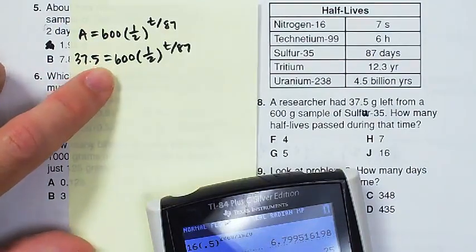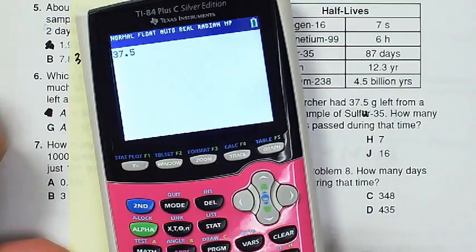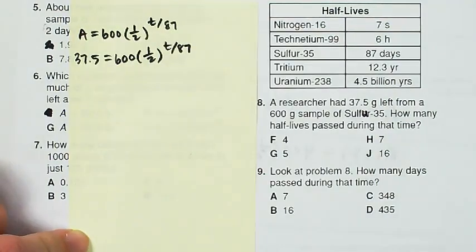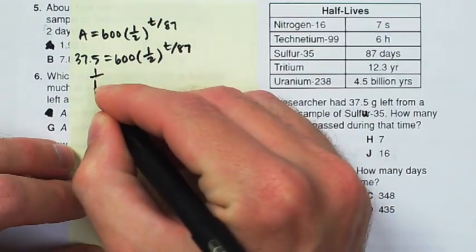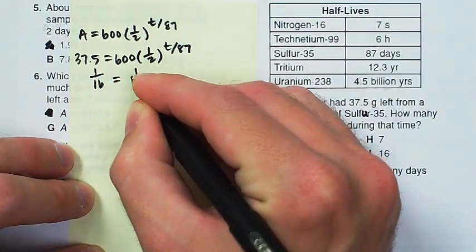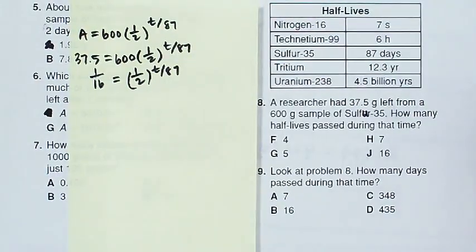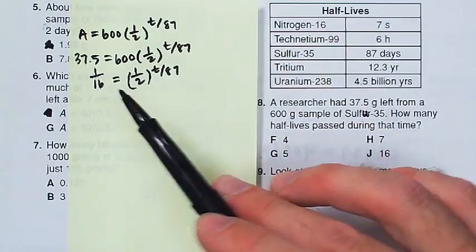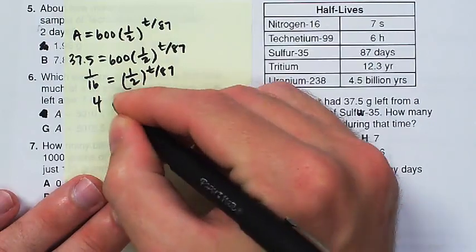And maybe I divide 37.5 by 600. Maybe there's something I'm supposed to see here. Okay, maybe we'll take that to a fraction and see. Yeah, that's 1/16. Okay. So that means 1/16 equals 1/2 to the t over 87. But t over 87 is like the number of times I've multiplied by 1/2. So it's the number of half-lives. So I know that t over 87 needs to equal 4, because 1/16 is 1/2 to the 4th. So I know it's going to be 4 half-lives.